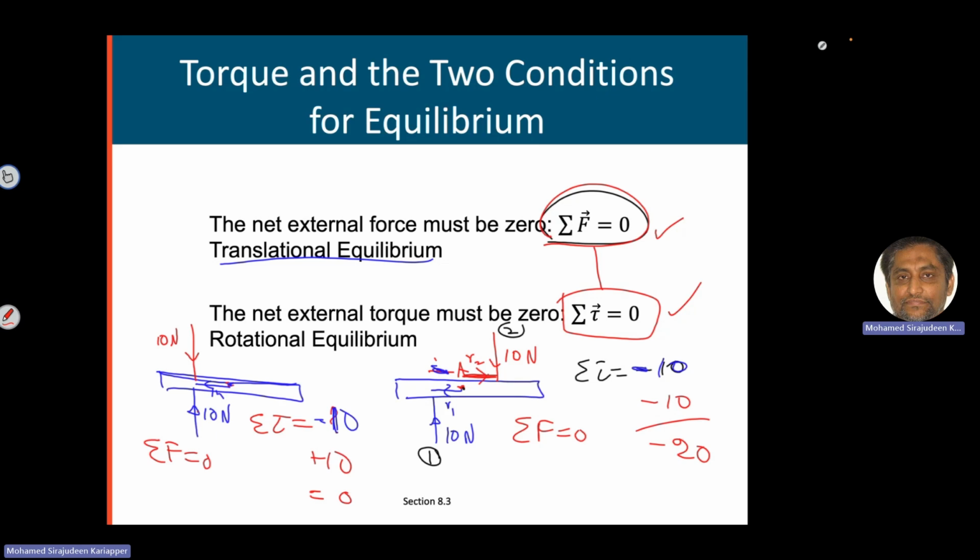So here the net torque is 0, also the net force is 0. The other side, this guy, net torque is not 0. Both of them are rotating it in the same direction. So we have a net torque. Although net force is 0 on the right side diagram, the net torque is not 0.